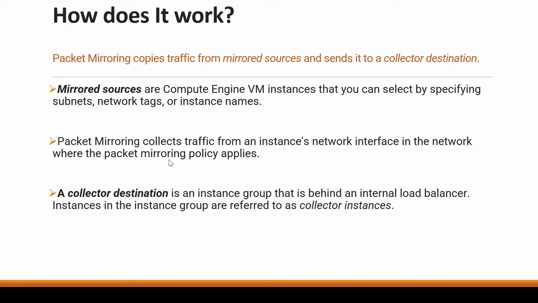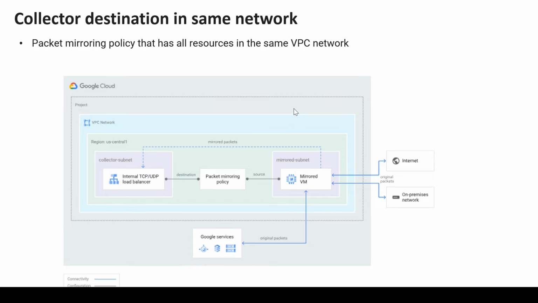This is important, right? The collector destination you set up is an instance group, and it should be behind an internal load balancer. Instances in the instance group are referred to as collector instances. So a collector destination is always defined behind the internal load balancer, right? You can have multiple VM instances behind the internal load balancer. If the load goes high, it will automatically spin up new instances in case you are using a managed instance group.